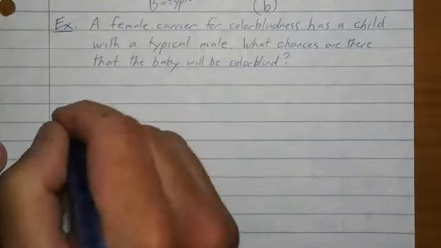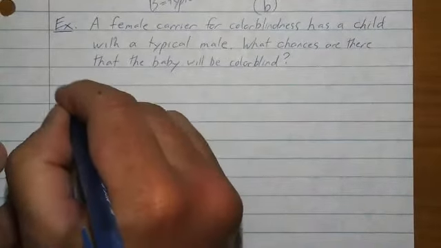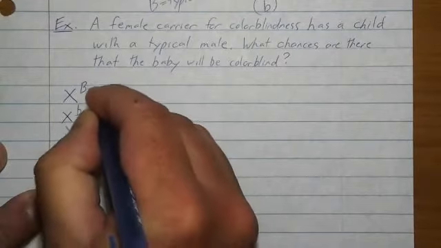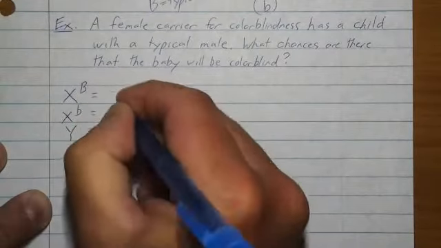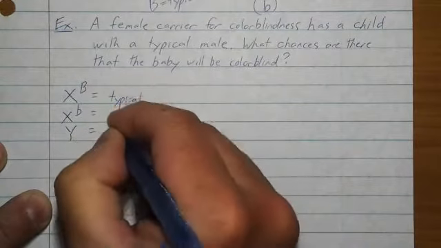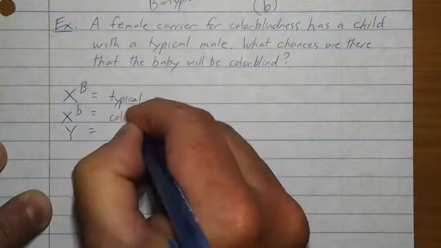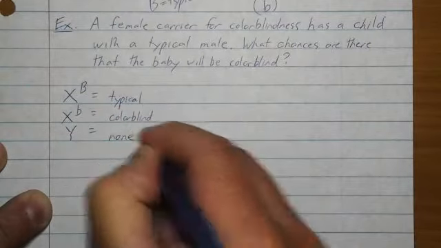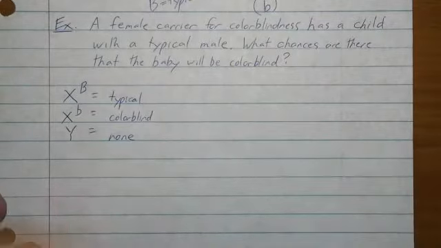But again, since it's sex linked, it's X to the capital B, X to the lowercase b, and then a Y. Those are my 3 possibilities. So typical, colorblind, and then you can just say none or nothing. All right, what's step 2 after we do our letters?